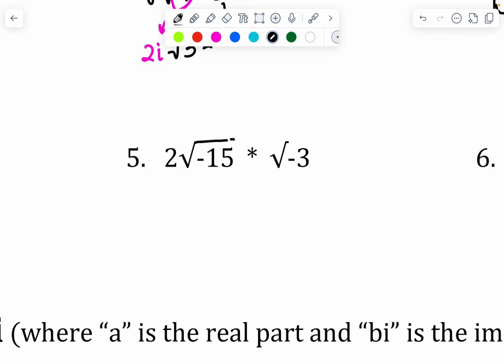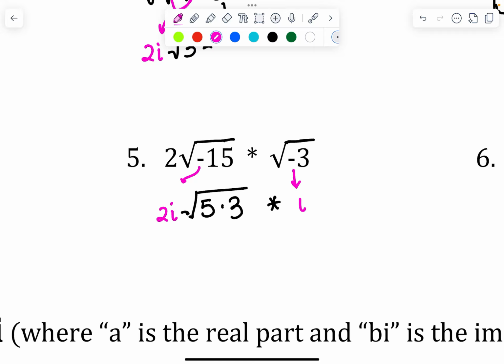This is read as 2 times the square root of negative 15 times the square root of negative 3. First step, pull out that negative, so you're looking at a 2i times the square root of, I'm going to break this down to 5 times 3. And then over here, I'm going to pull out an i times radical 3. So once again, folks, take your outside numbers, multiply them, that becomes 2i squared. Take the numbers in the radicand. Take your radicand and multiply them together.